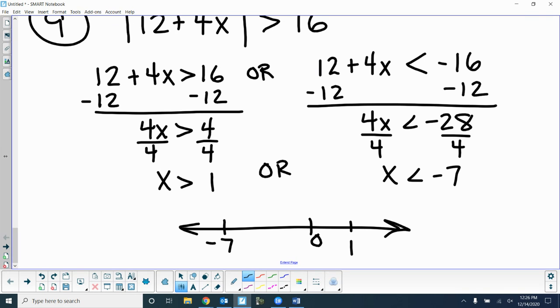Right? Solid dots or open circles? Or one of each? Open circles. No equal to, right? So circle it both. For the 1, it says greater than, so it'd be going to the right. And for the -7, it says less than, so going to the left. So it did go opposite directions like we expected.